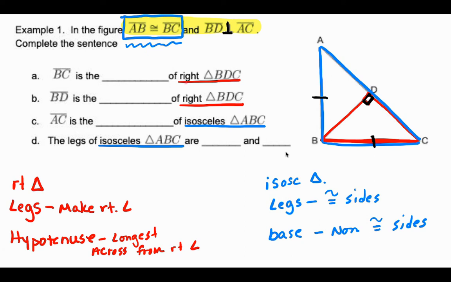For the first two questions, we're going to use triangle BDC. BDC is just this one smaller section. So for this first problem, we're just going to use this one small triangle.